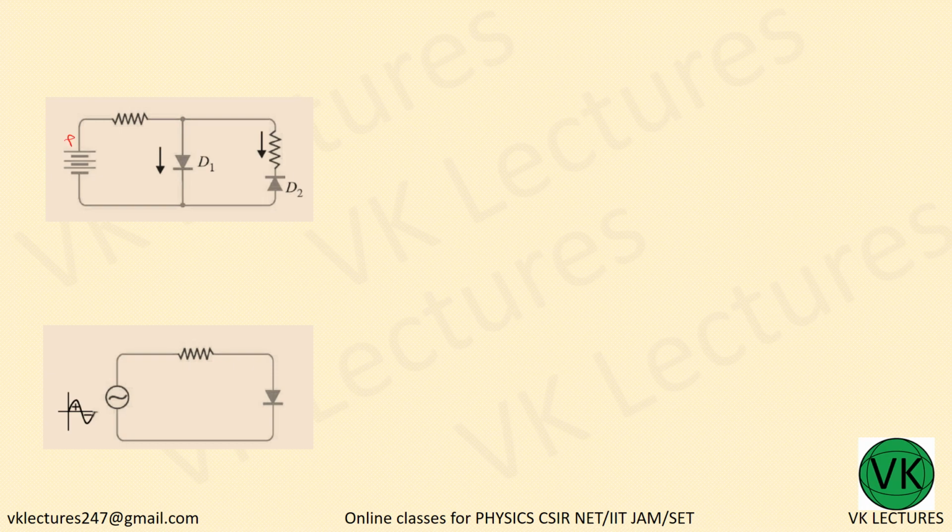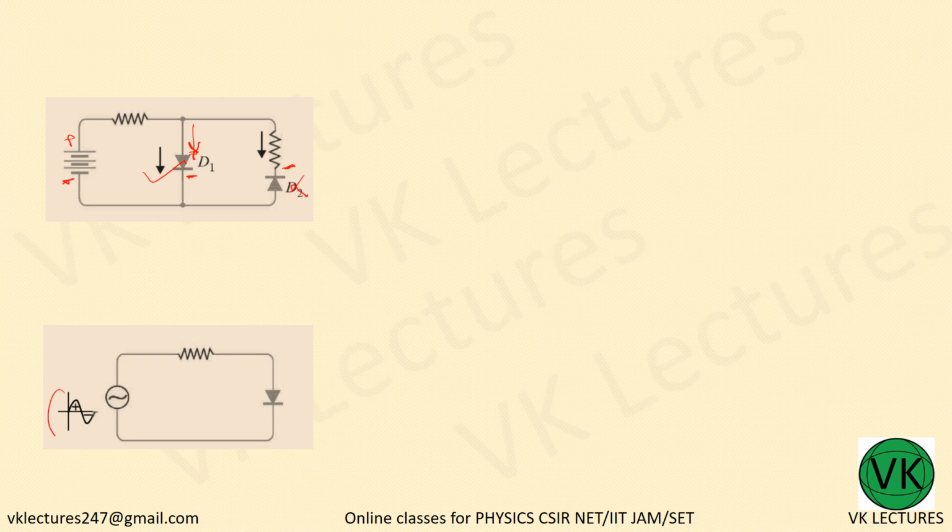So forward, positive and negative. This diode has positive being connected to positive. This is the positive, this is the negative terminal. So positive being connected to positive and negative connected to negative, this diode is conducting. While for the other diode, you have the negative terminal connected to the positive terminal of the external battery. It is not conducting.